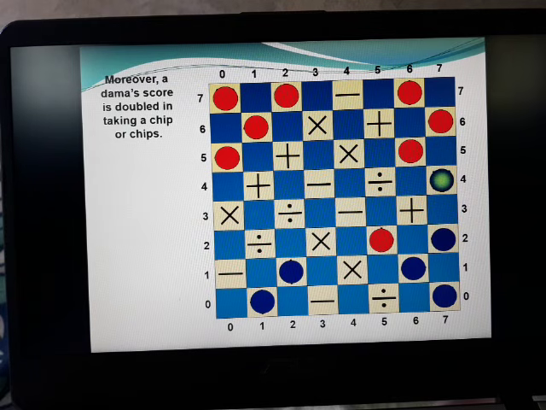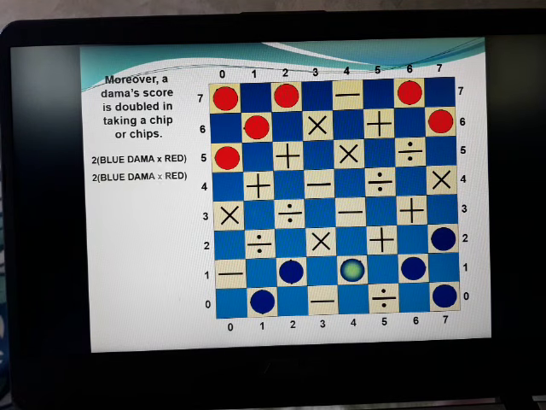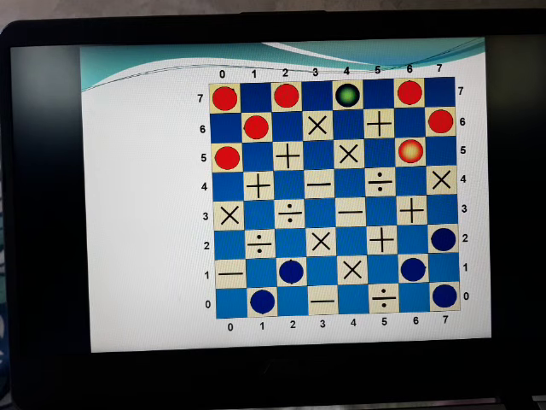Moreover, a Dhamma's score is doubled in taking a chip or chips. If a regular chip is taken by a Dhamma, the score will be doubled. So 2 times blue Dhamma times red. Then another 2 times blue Dhamma times red, or blue Dhamma minus red times 2.